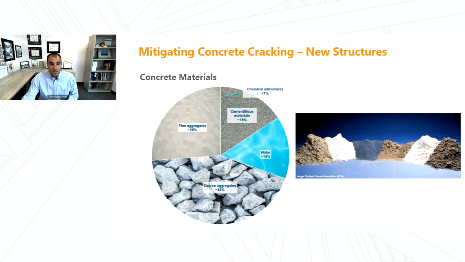So there's a few things we can do to help mitigate that potential cracking. The first is to attack that shrinkage aspect, right? If we can reduce the amount of shrinkage that we're going to have, then we can reduce the potential for restrained shrinkage cracking. So the figure on the left here shows what goes into concrete materials.